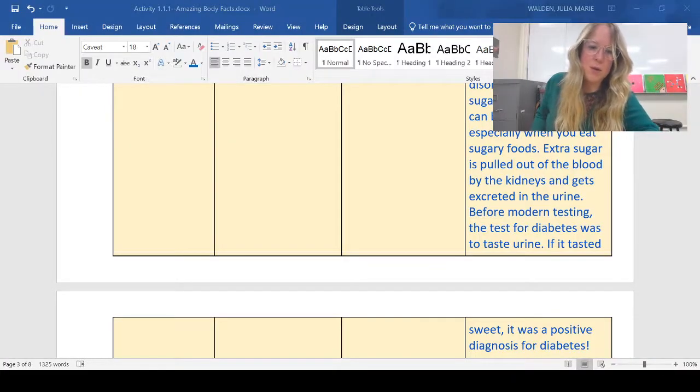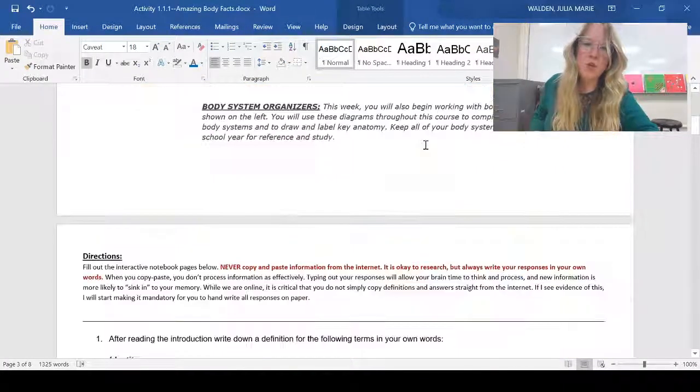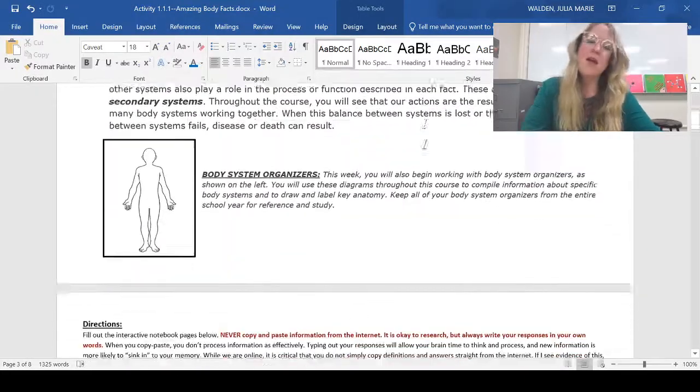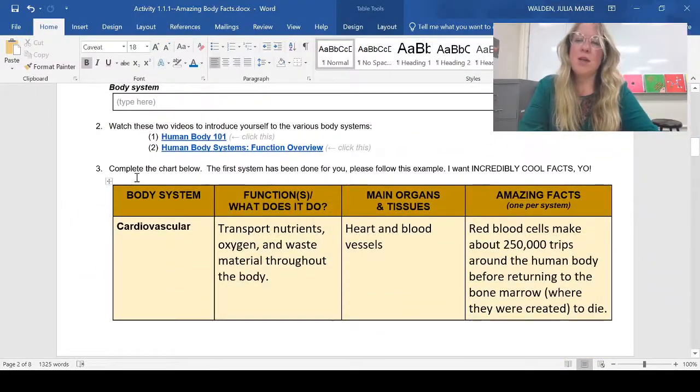So I wanted to pull up activity 111, which was the assignment from last week. And in a nutshell, you were going to tell me what a body system does and what a body system contains. Okay, now that part is just some basic research. You can look up what organs are part of the cardiovascular system, or what the cardiovascular system does.